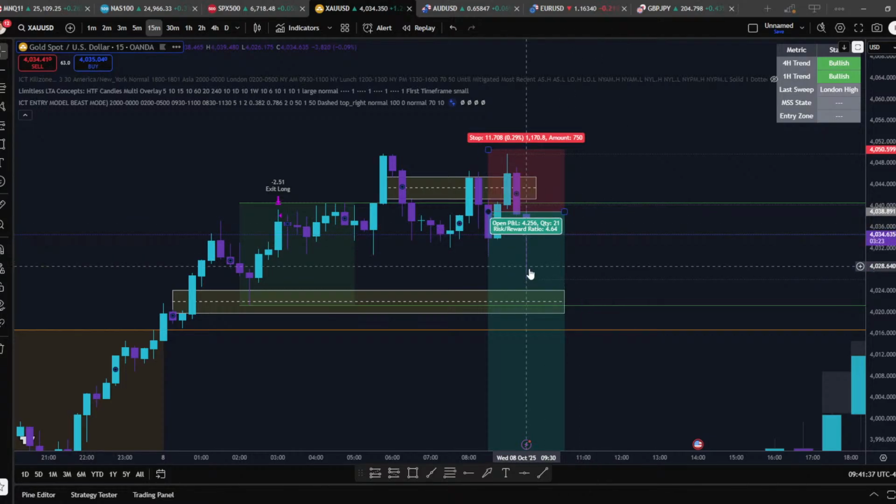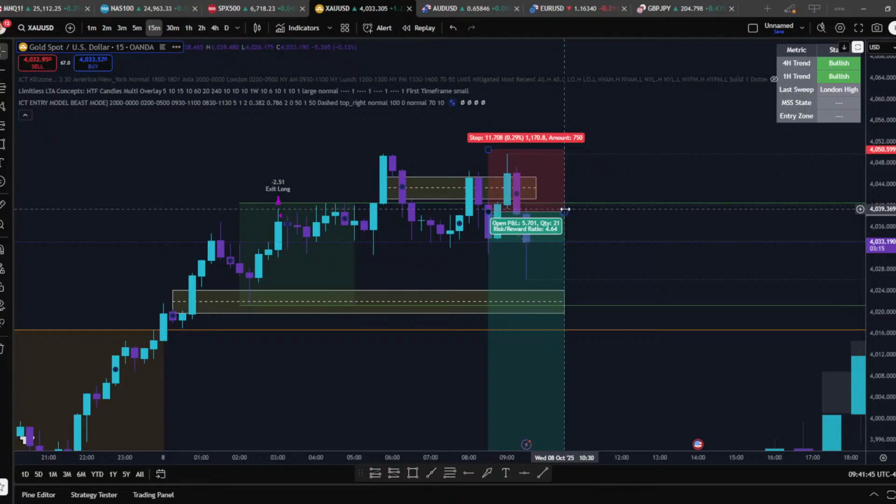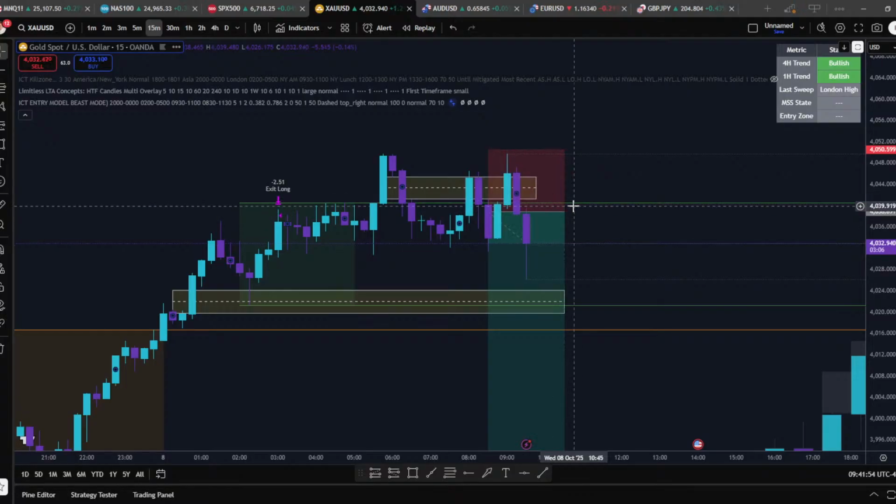So if you did not get the chance to take partials or to take your 1-to-1 trade completely out, I would be at break even by now, at 100% at break even. And I would accept the fact that if this trade came back up and stopped me out, I would accept that that is a break even trade and move on.